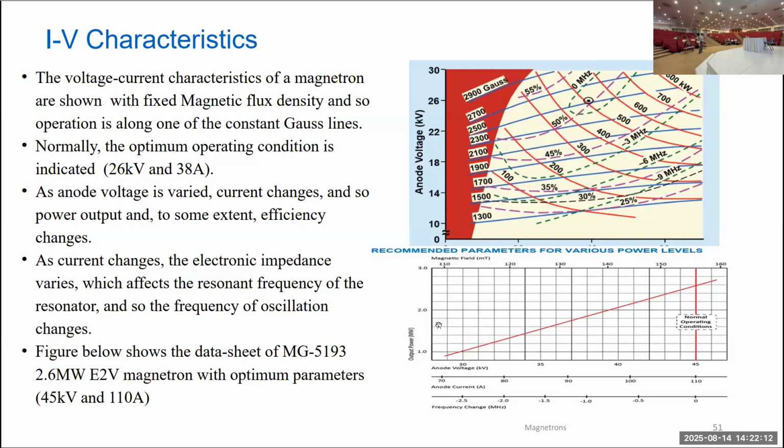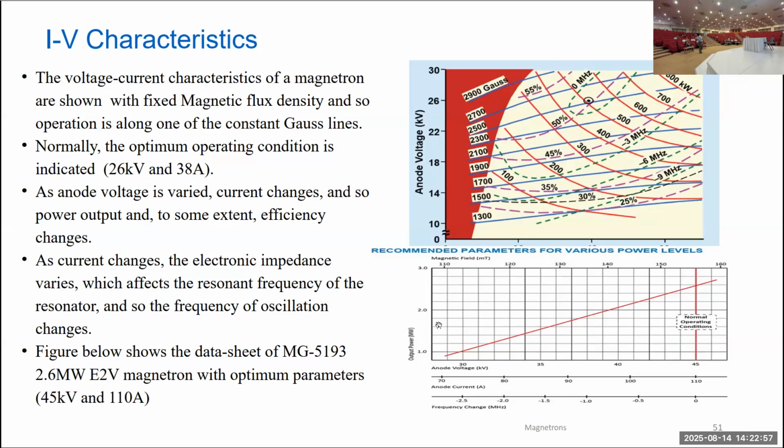When anode voltage is varied, current changes, and so power output, and to some extent the efficiency of the magnetron, also changes. As current changes, the electronic impedance varies, which affects the resonant frequency of the resonator, and so the frequency of oscillation changes. Figure below shows a data sheet of the MG5193 magnetron, which has a maximum RF power of 2.5 megawatt, and it is fabricated by E2V, and its optimum voltage and current is given here.